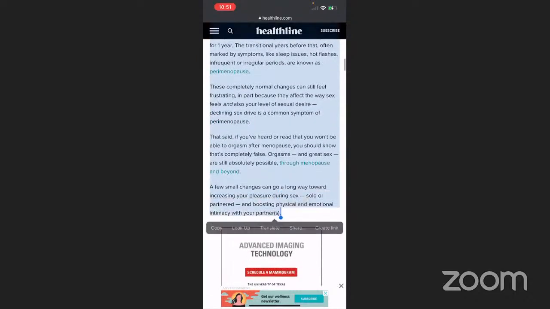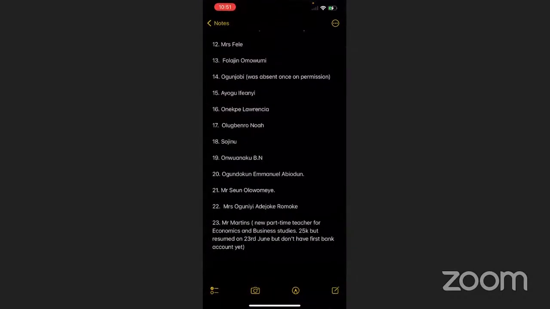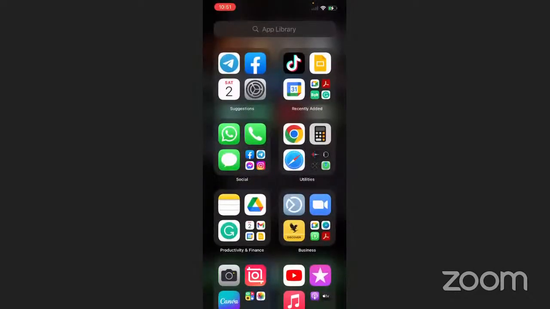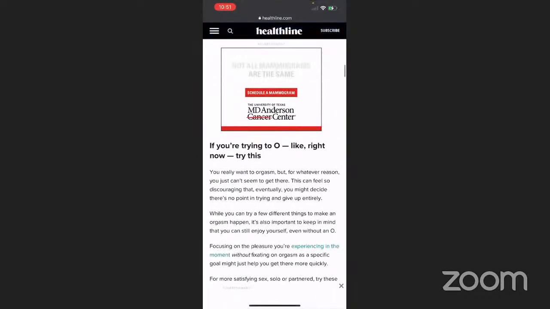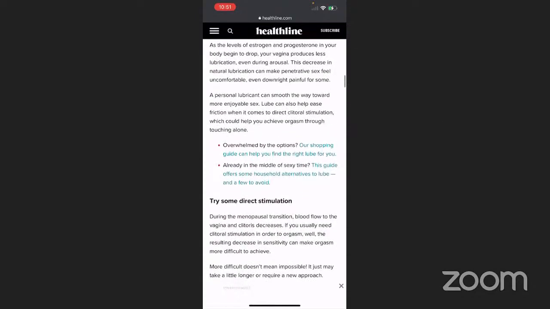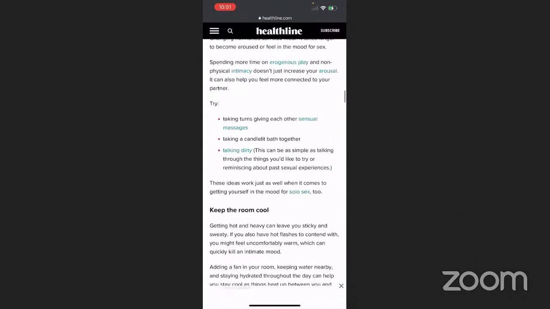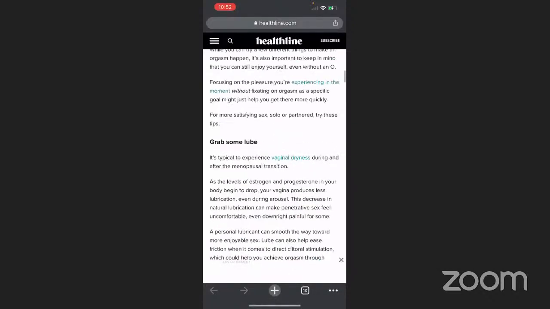I'm going to copy it and then I'm going to go to my notes and save it. Paste. Okay, I'll come back again to Chrome, and if you're trying to, right now, try this, okay? Grab some lube, try some direct stimulation, take time for kissing and touching, keep the room cool. Okay, so he's still talking about it.